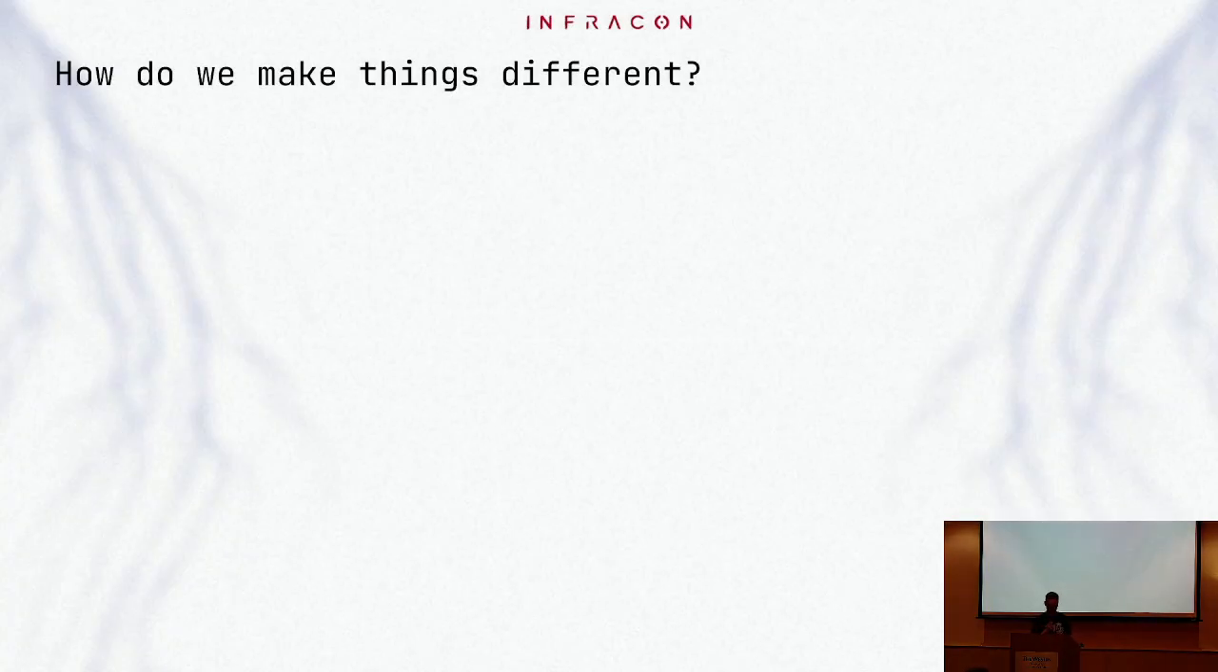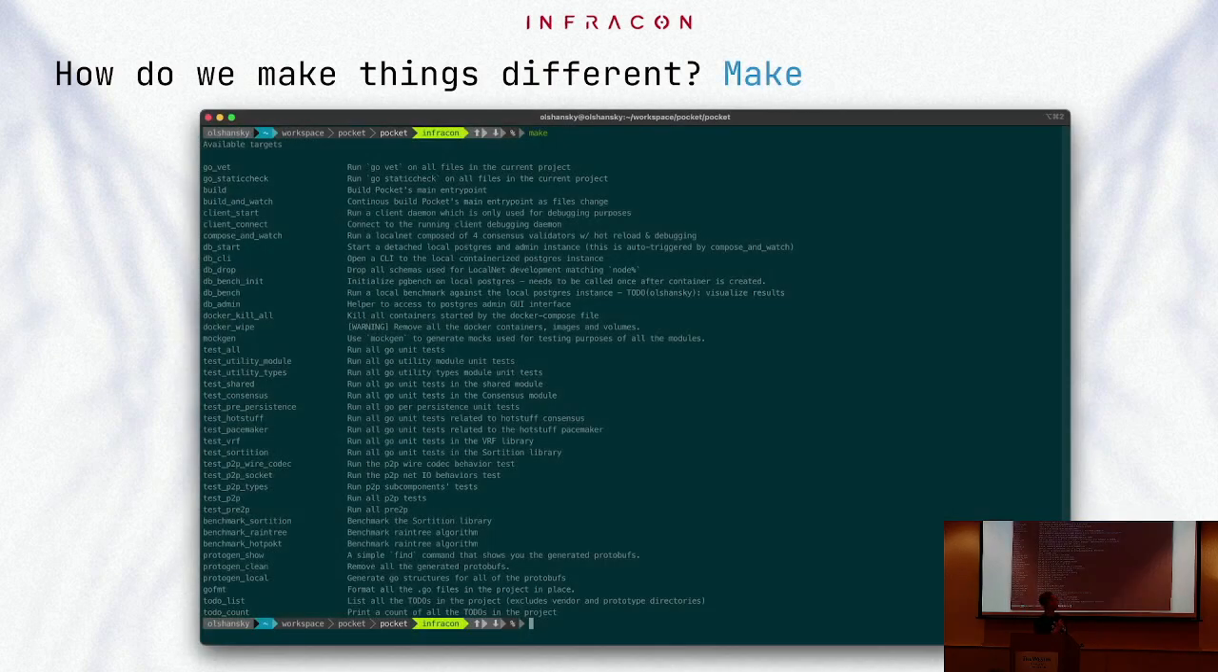All right, so most of you are probably thinking, all right, that's cool. All right, Olshansky, how do you actually make things different? It's very simple. We use make. Or at least that's the tool of choice for now, and it might change. Like I said, nothing's immutable. But you clone the repo, you run make, and everything you need is right there.